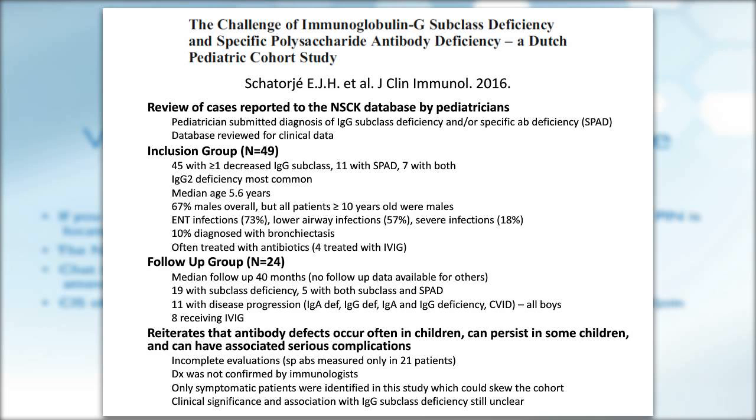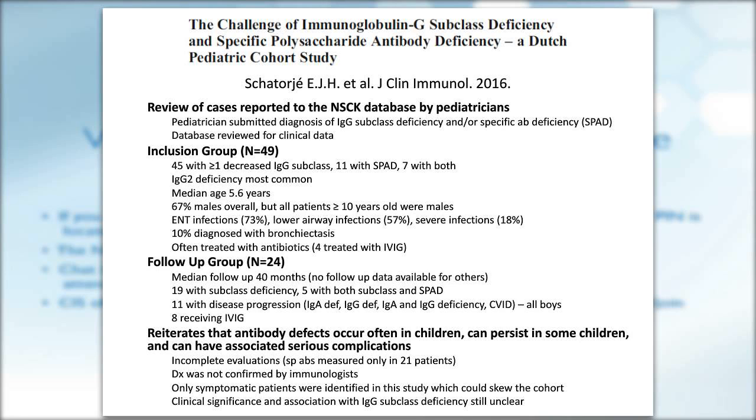In a subsequent follow-up group, which was basically a subgroup of the 49, about 24 of these patients were seen at a follow-up about 40 months out after the initial data point. About 19 of these patients had the subclass deficiency, and 5 had both a subclass deficiency as well as specific antibody deficiency.